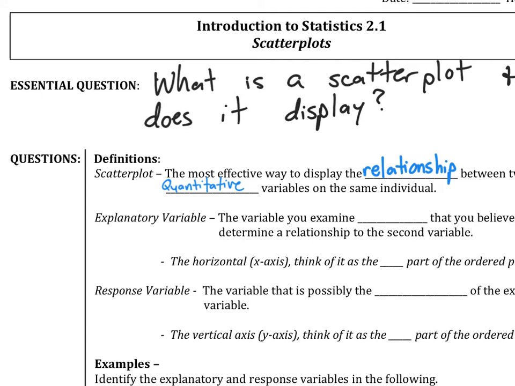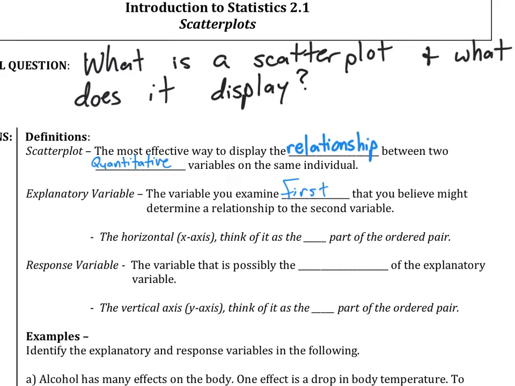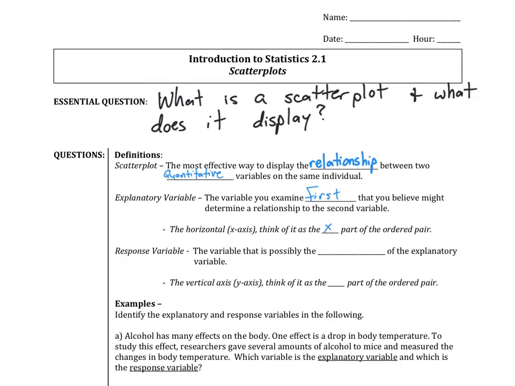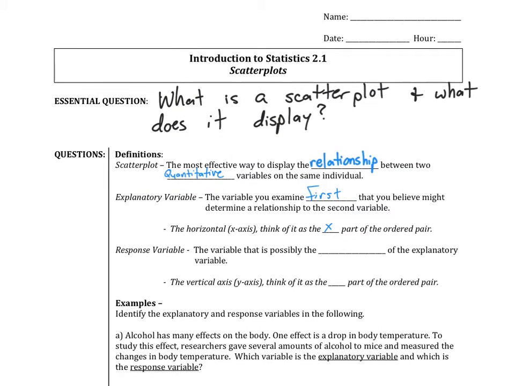The explanatory variable is the variable you examine first, that you believe might determine a relationship to the second variable. The horizontal axis, think of it as the x part, is the explanatory variable. The response variable is the variable that is possibly the outcome. This is the one that depends on the other.